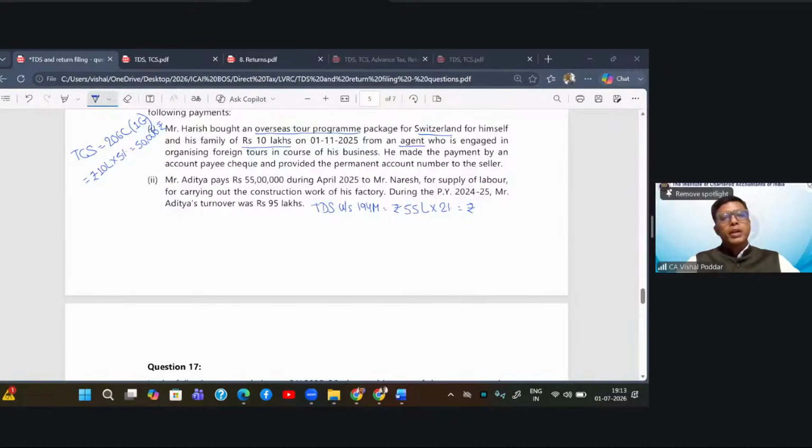Aditya beta, again 194Q covers what, beta? 194Q specifically, exclusively covers sale of goods. Now, when you are providing labor, is it sale of goods or is it a service that you have provided, Aditya? Definitely, you know the answer. It is service. So 194Q can never be applicable, Aditya. Correct? I hope you understood this.